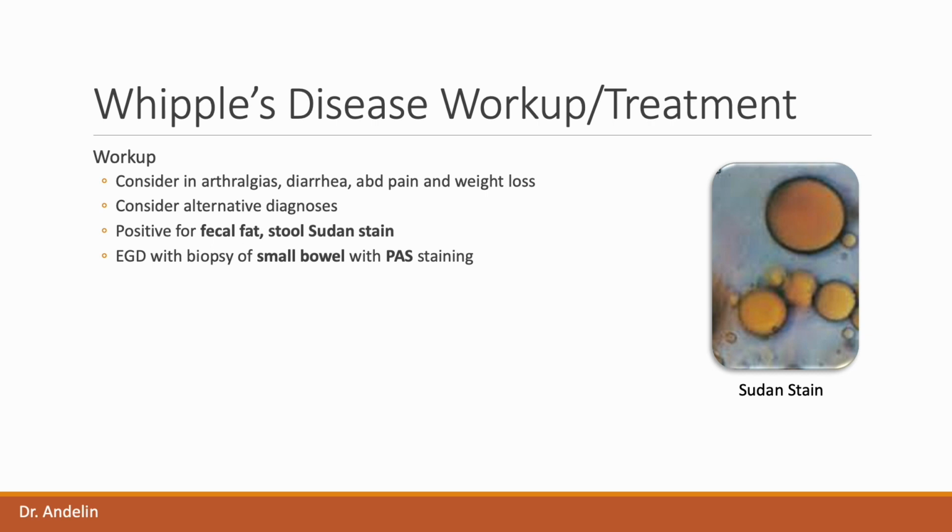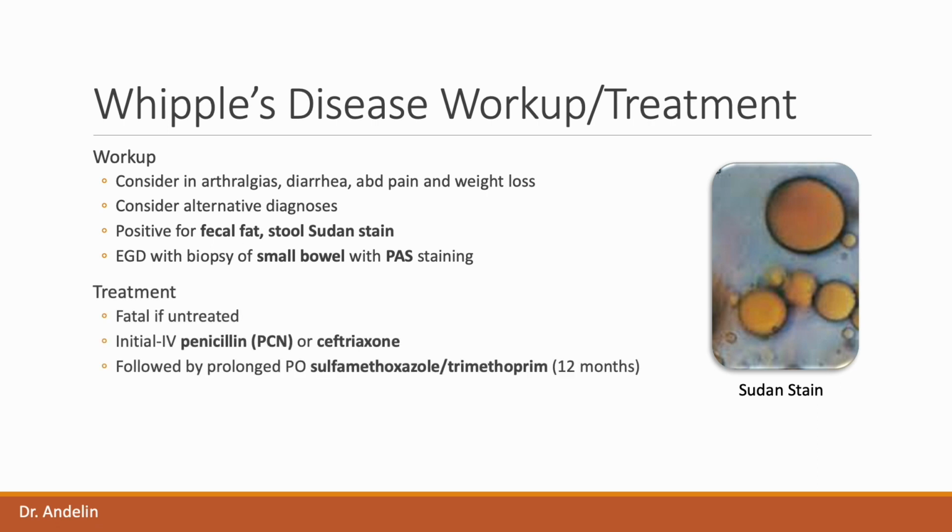The best test to diagnose Whipple's disease is an upper endoscopy or EGD with biopsy of the small bowel with PAS staining, as Dr. Hillard discussed. You may hear the term foamy macrophages, referring to the abundant bacteria-laden macrophages in the lamina propria. Whipple's disease is fatal if untreated. Initially, it requires intravenous penicillin or ceftriaxone, which is then followed by oral sulfamethoxazole-trimethoprim for 12 months.